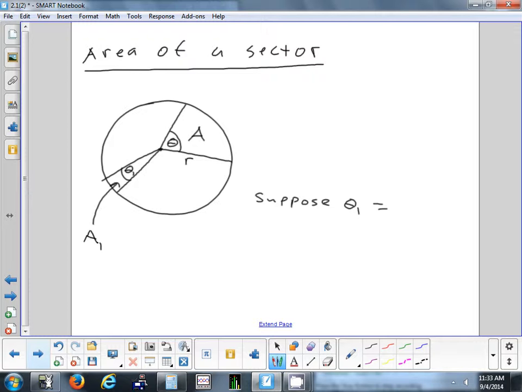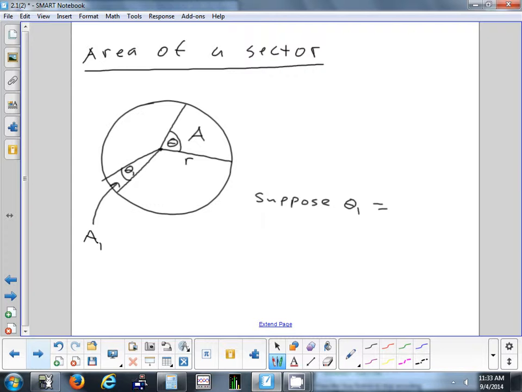Okay, and I've set up a diagram just like we had. I have a larger area, which I've called A, created by an angle of theta. Then I've got a smaller area down here, which I'm calling A1, created by a smaller angle, which I'm calling theta 1.